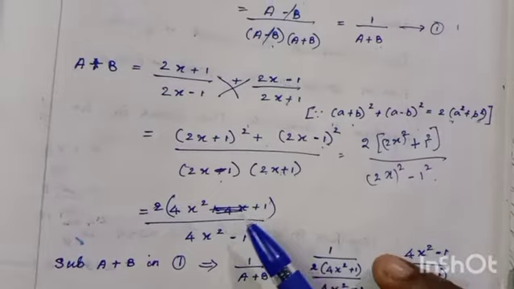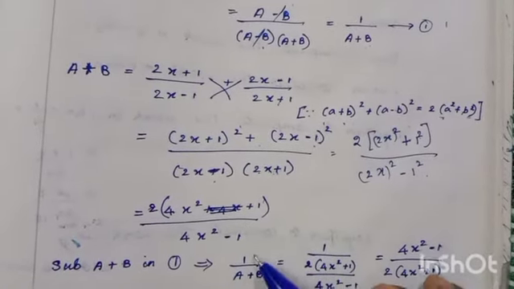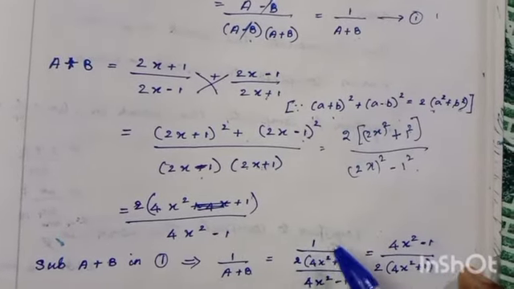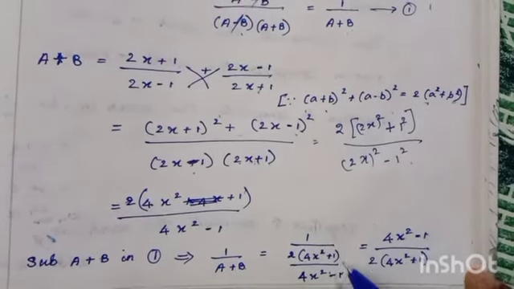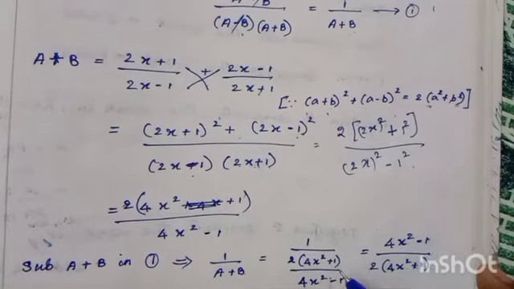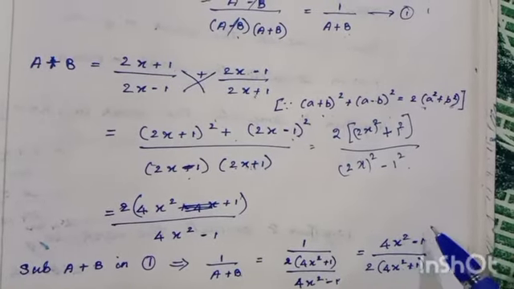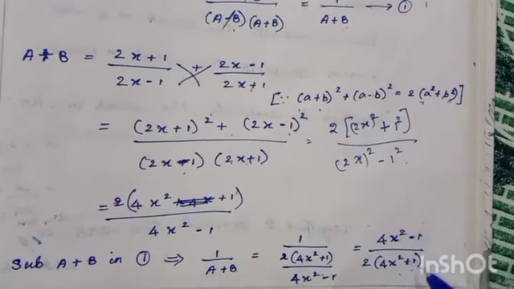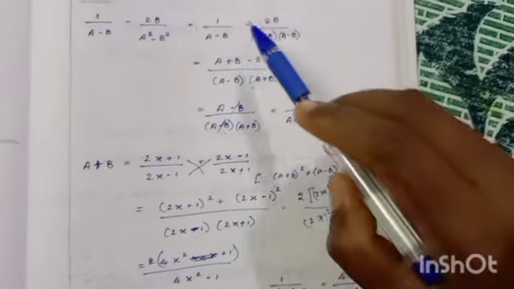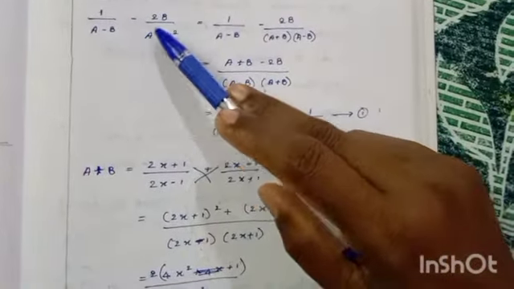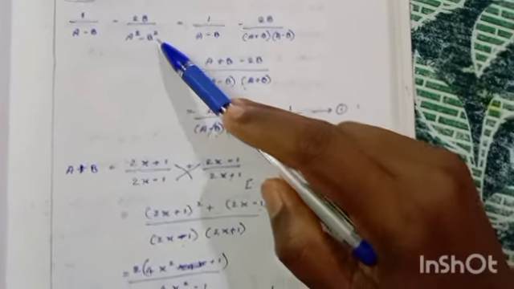Now for a plus b we found this value, so 1 by a plus b equals 1 by this value. So you have to take the reciprocal, that is 4x square minus 1 by 2 into 4x square plus 1. This is the simplified answer for 1 by a minus b minus 2b by a square minus b square.